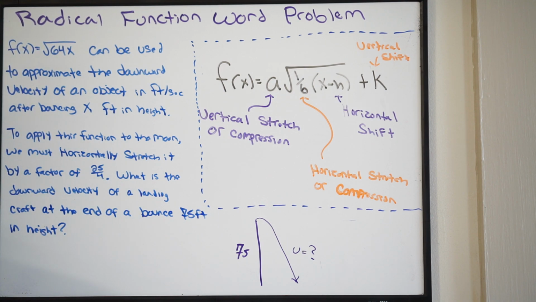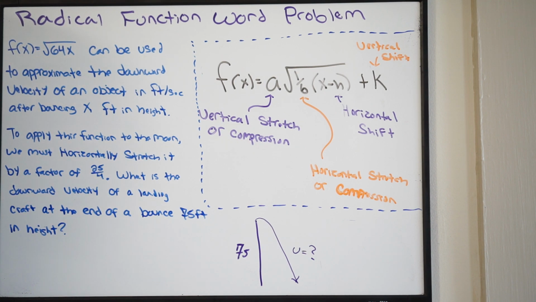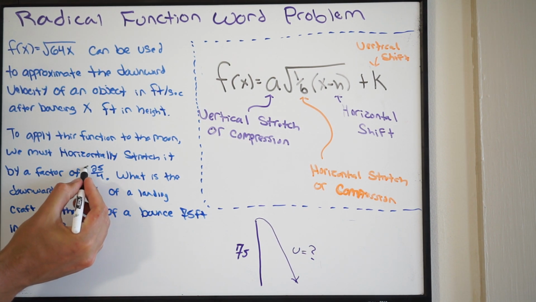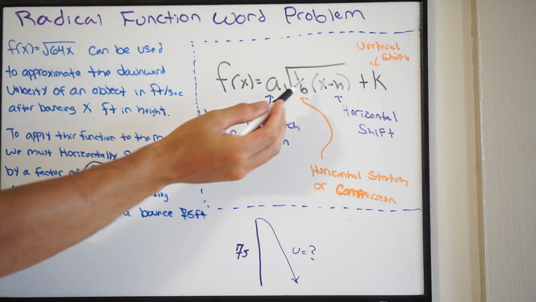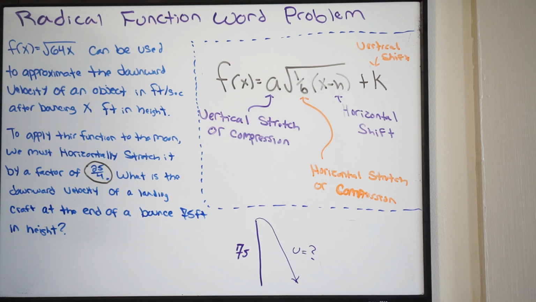So remember, it's going to be a horizontal stretch. This is going to be our B value, I'm looking at this part right here, horizontal stretch or compression. If it's a horizontal stretch, our B value has to be greater than 1. If it's a horizontal compression, it will be between 0 and 1. Well, 25/4, we do that in our calculator real quick. 25 divided by 4 is 6.25. So that's greater than 1, hence why it's going to be a horizontal stretch.